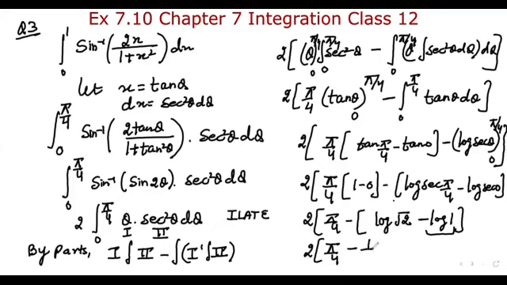Log root 2 may be written as half log 2, because we know the property of log. When I have 2 power half inside the log, it becomes half log 2. I have used the property of log here. So the answer will be pi by 2 minus log 2.